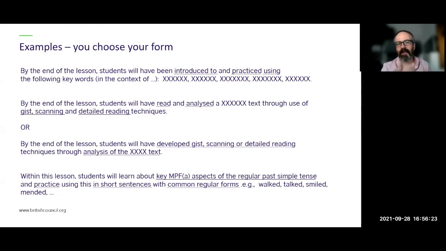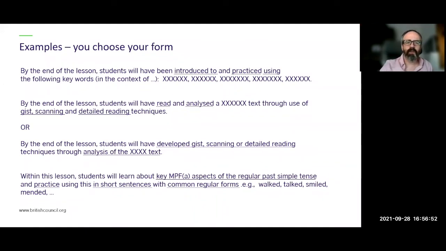So again, by the end of the lesson is allowing us to make it time bound, but we want to think about: did we introduce this? Did we practice this? Was it in this context? Was it these specific words? And that makes it very specific in terms of what we want to achieve. Taking the time to make that objective more detailed can really have benefits for you as a teacher, for example, post-lesson reflection and being able to check what you've taught.